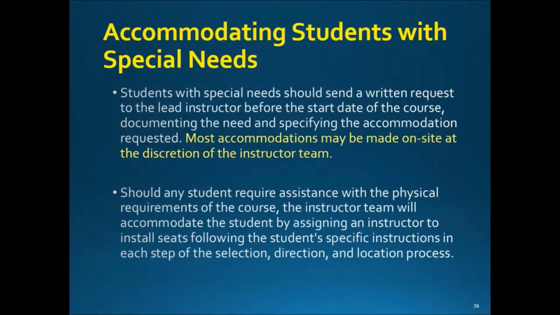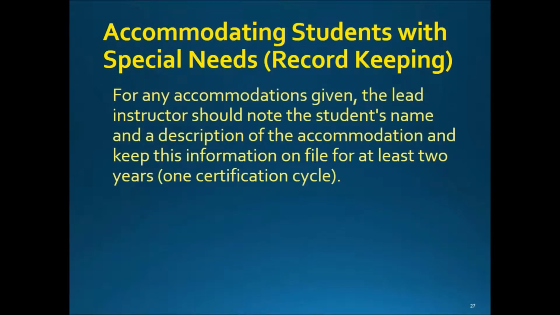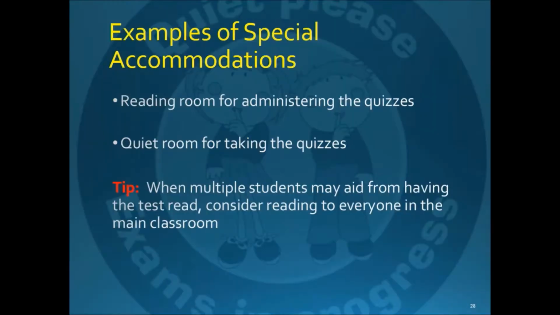If they come up, as far as record keeping, it's very important that you make a note of whatever special accommodations you need to provide for that student. When somebody requests some type of special accommodation, I usually like to keep it in the file with the rest of the files for my class. Some quick examples of special accommodations, of course, is a reading room. Maybe they need a quiet space for taking the test, and maybe they need a space so that you can read the test to them.